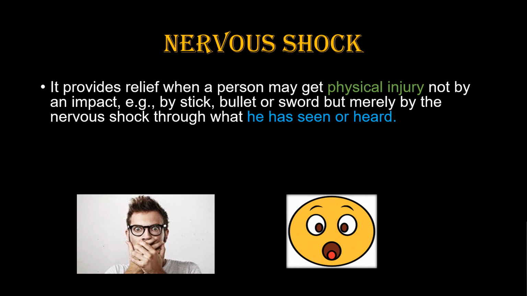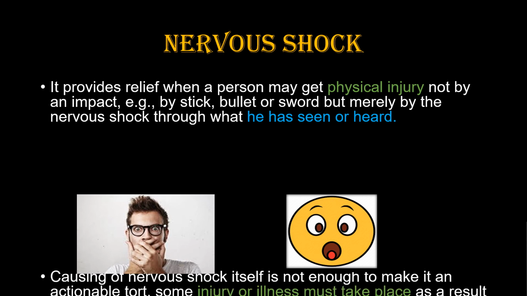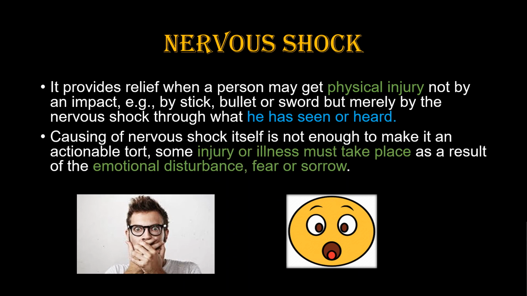Nervous shock. It provides relief when a person gets physical injury not by an impact, for example by a stick, a bullet or stone or sword, but merely by the nervous shock through what he has seen or heard. Causing of nervous shock itself is not enough to make it an actionable tort. Some injury or illness must take place as the result of emotional disturbance, fear or sorrow. In simple words, the nervous shock will be treated as tort only if there is some injury due to the nervous shock.